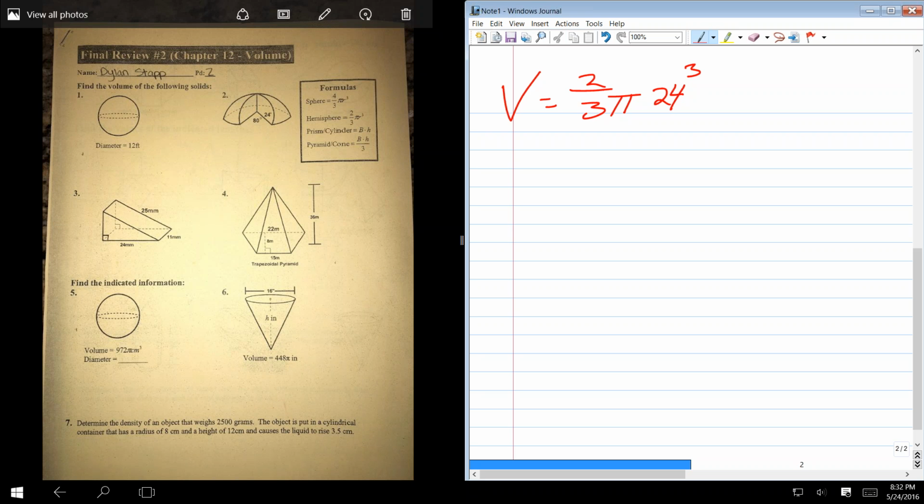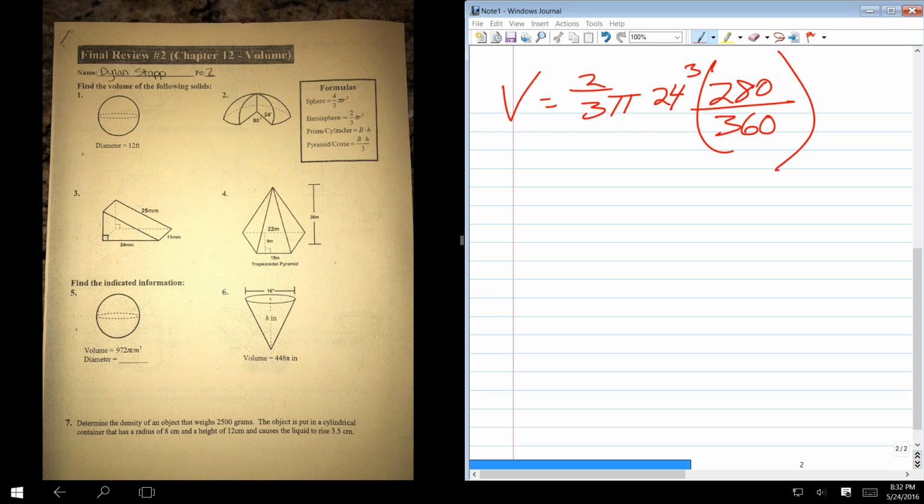Okay. So we would do 360 minus 80 to get the other part. So that's 280. Over, you got to divide it by the 360. That's the fraction of the hemisphere that we have: 280/360 of it. In other words, if that was a 90-degree angle, we would have 3/4 of the hemisphere, right? And you always get that fraction by taking the degree measurement divided by 360.